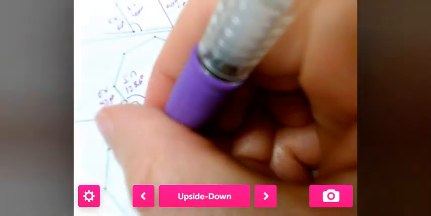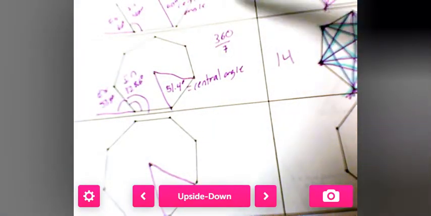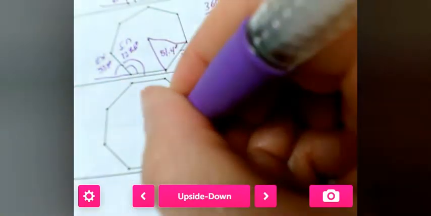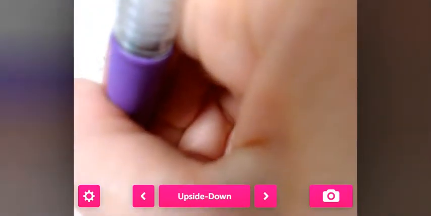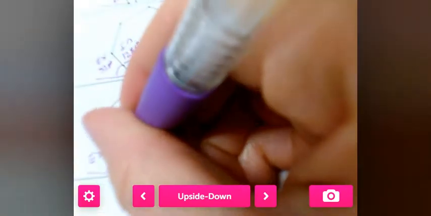This is a what shape? We've got a square, pentagon, hexagon, heptagon. This is an octagon. How am I going to figure out the central angle here? Good. 45 degrees is my central angle. And if this is 45 degrees as my exterior, then this is 135 degrees for my interior.